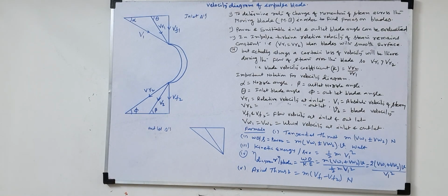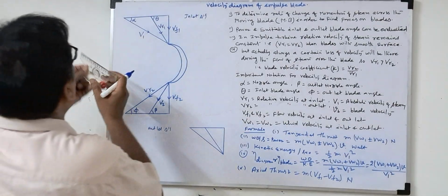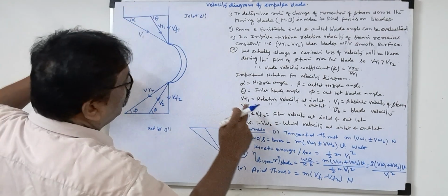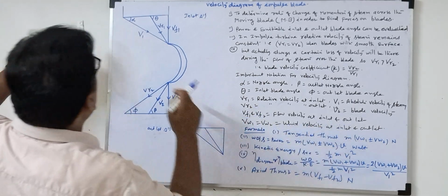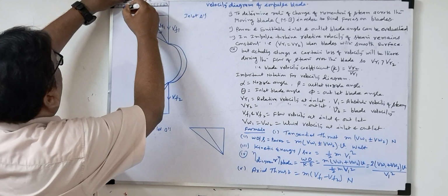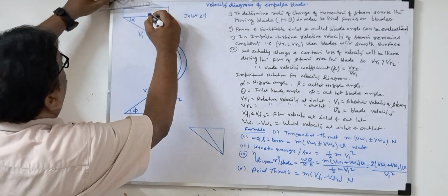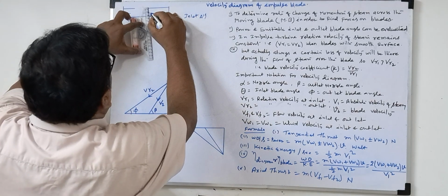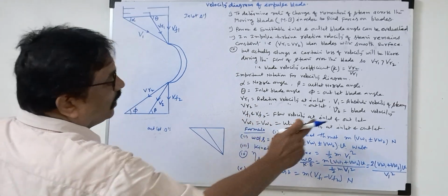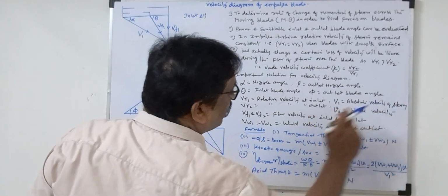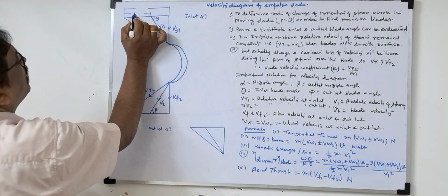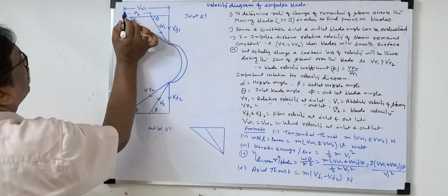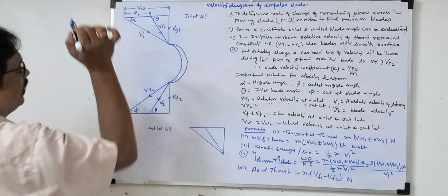Now what will we see here? The whirl velocity will be up to this point only. This is called the whirl velocity, VW, the whirl velocity at inlet and at outlet. And this is the blade velocity. I take the symbol small VB for the blade velocity. This is VW1, the whirl velocity at inlet. This is the blade velocity at inlet.